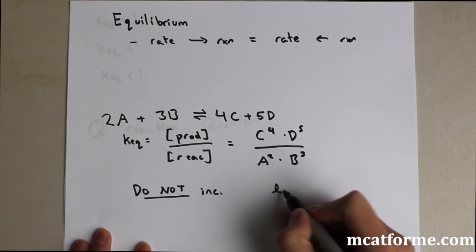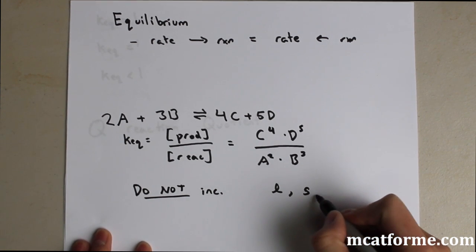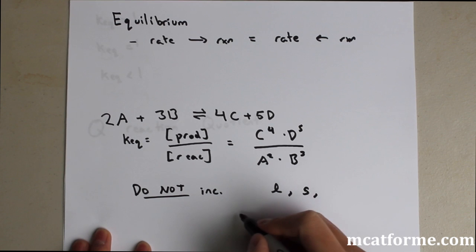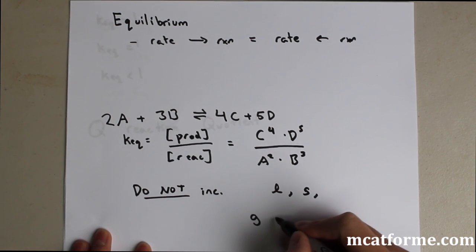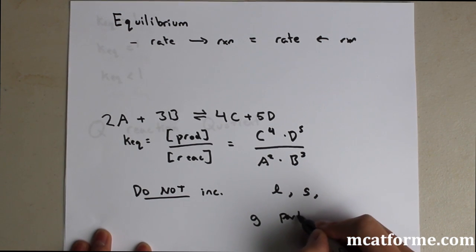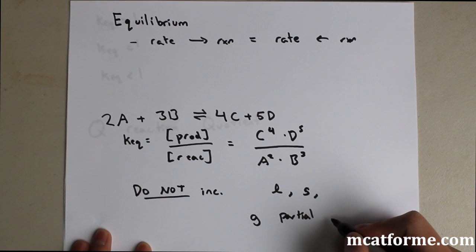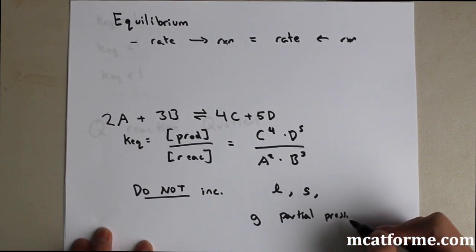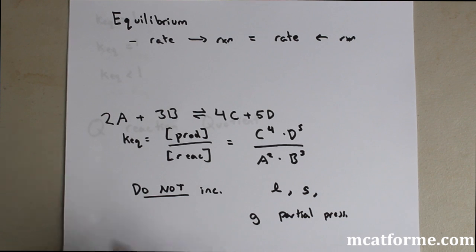They're going to be liquids, they're going to be solids. Gases we will use only as the partial pressure, so the partial pressure will determine the concentration. These are things that we don't include, and this is kind of just an exception. So no liquids, no solids. If we have aqueous, great, we can use that. And if we have gas, we just use the partial pressure as the gas concentration.